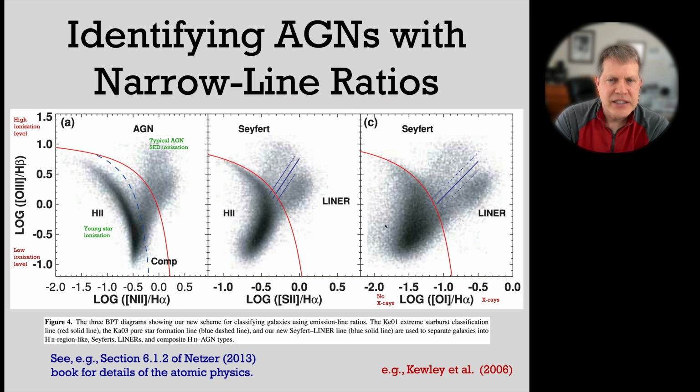You plot them in these characteristic diagrams, and you see where the various objects lie. And they generally follow a pattern where lots and lots of objects lie along here, and then there's this sort of tail of objects that go off in this general direction.